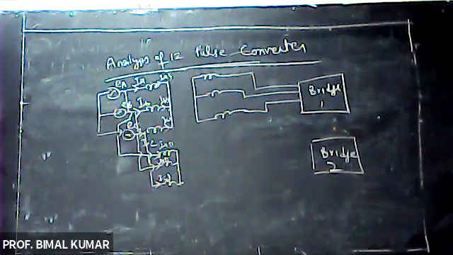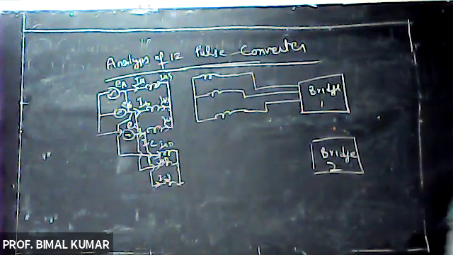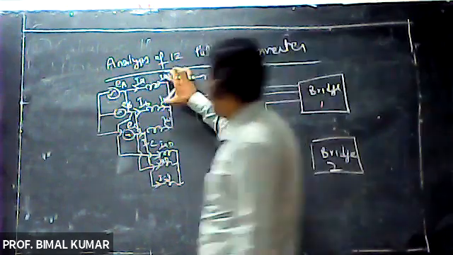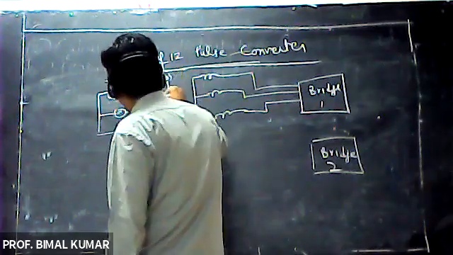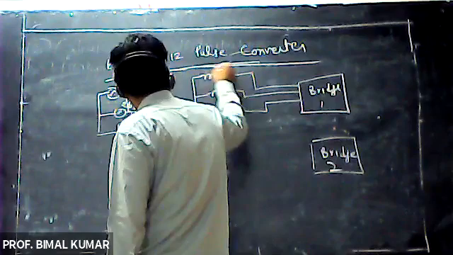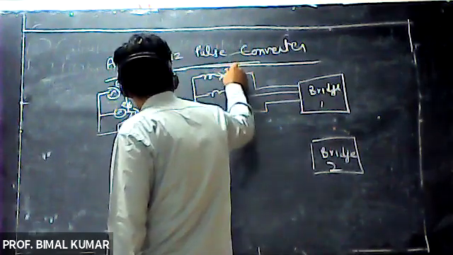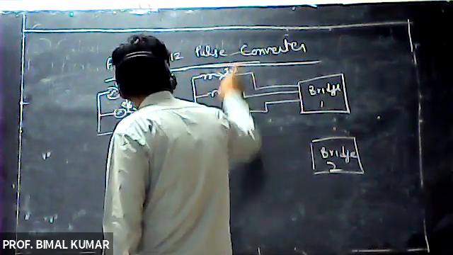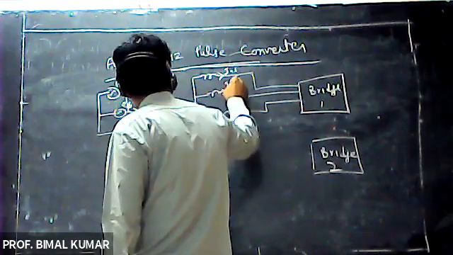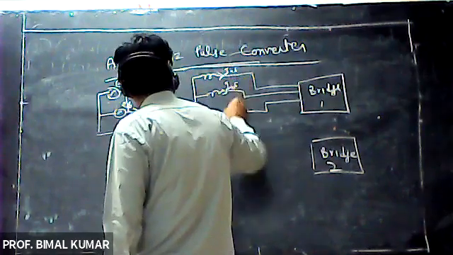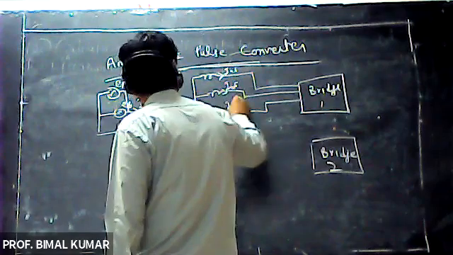So here I am assuming that the current will be, here you may take the notation as IAS, IBS, ICS.